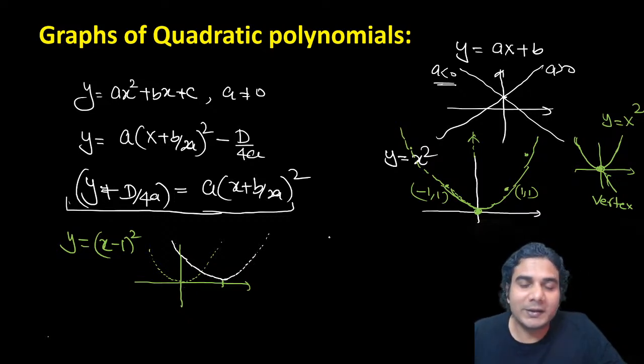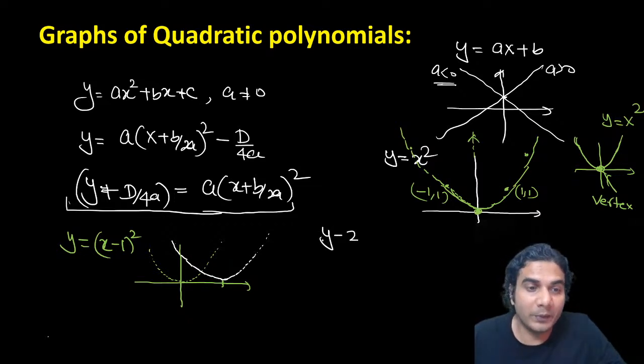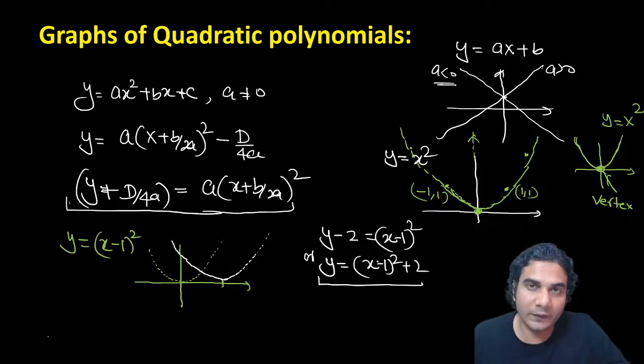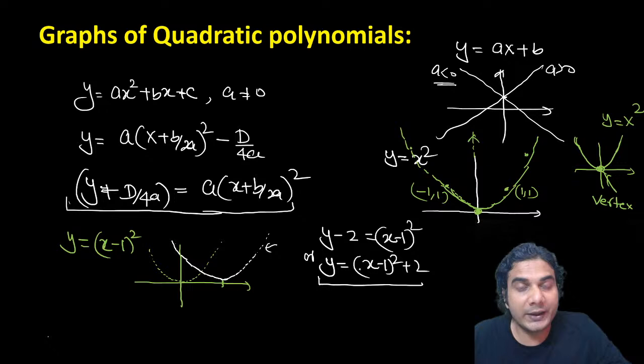Now see what happens if I ask you to plot y minus 2 is equal to x minus 1 the whole square. You can also read this equation as y is equal to x minus 1 the whole square plus 2. Let's see how the graph of this equation will look, all right? So it was already shifted. We were here, right? This was the second graph. Now we need to plot the graph of y is equal to x minus 1 the whole square plus 2, because you are adding plus 2.